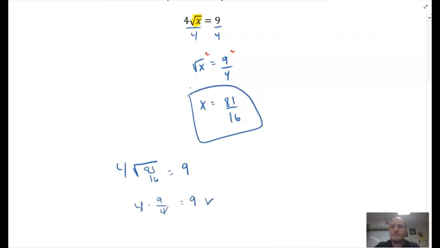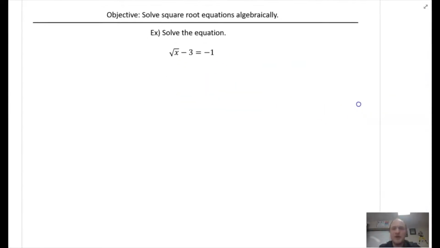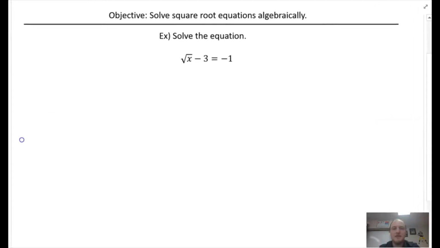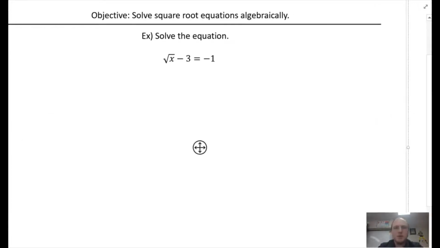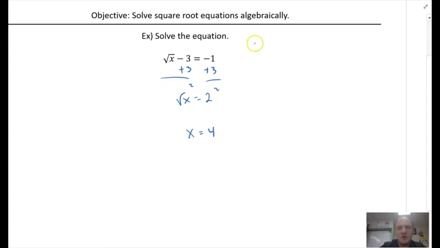Pretty straightforward. Here's example 2. Again, you just need to isolate your radical. So we will add 3 to both sides to get the square root of x is equal to 2. And then we'll square both sides. X is equal to 4. So we'll go ahead and check this. If I plug in 4, I get the square root of 4 minus 3. Is this equal to negative 1? Well, that's 2 minus 3, which is negative 1. Yes. Okay, so we're good.